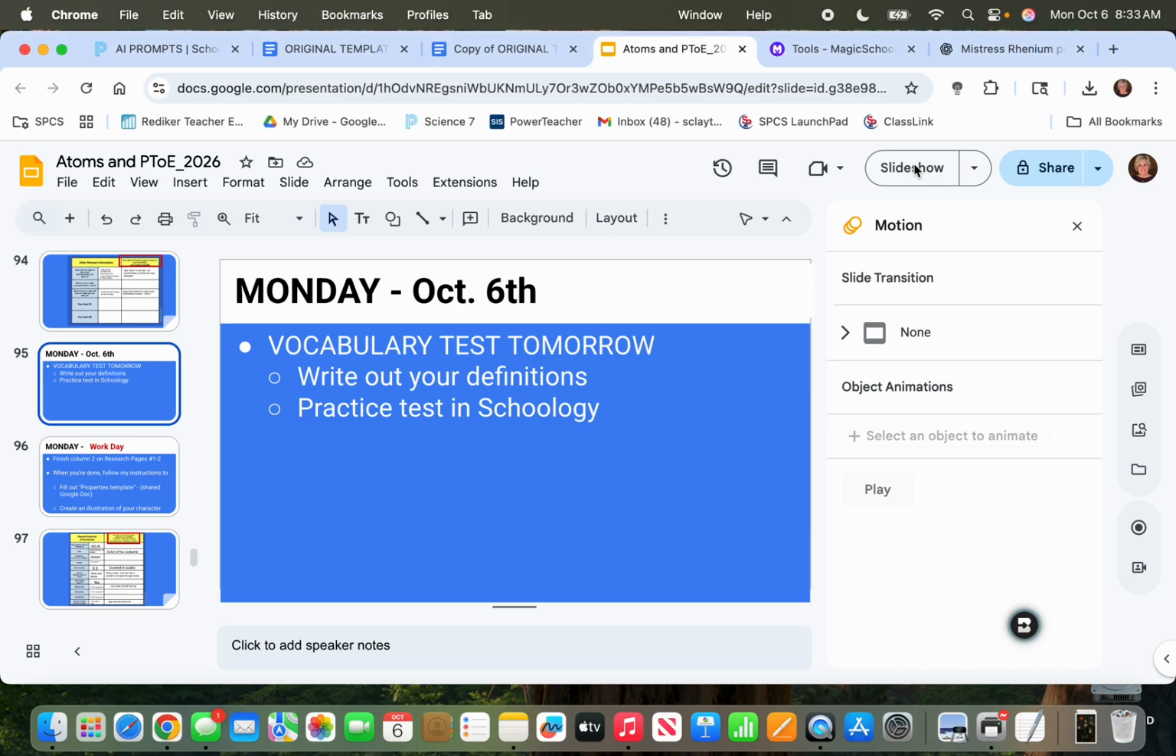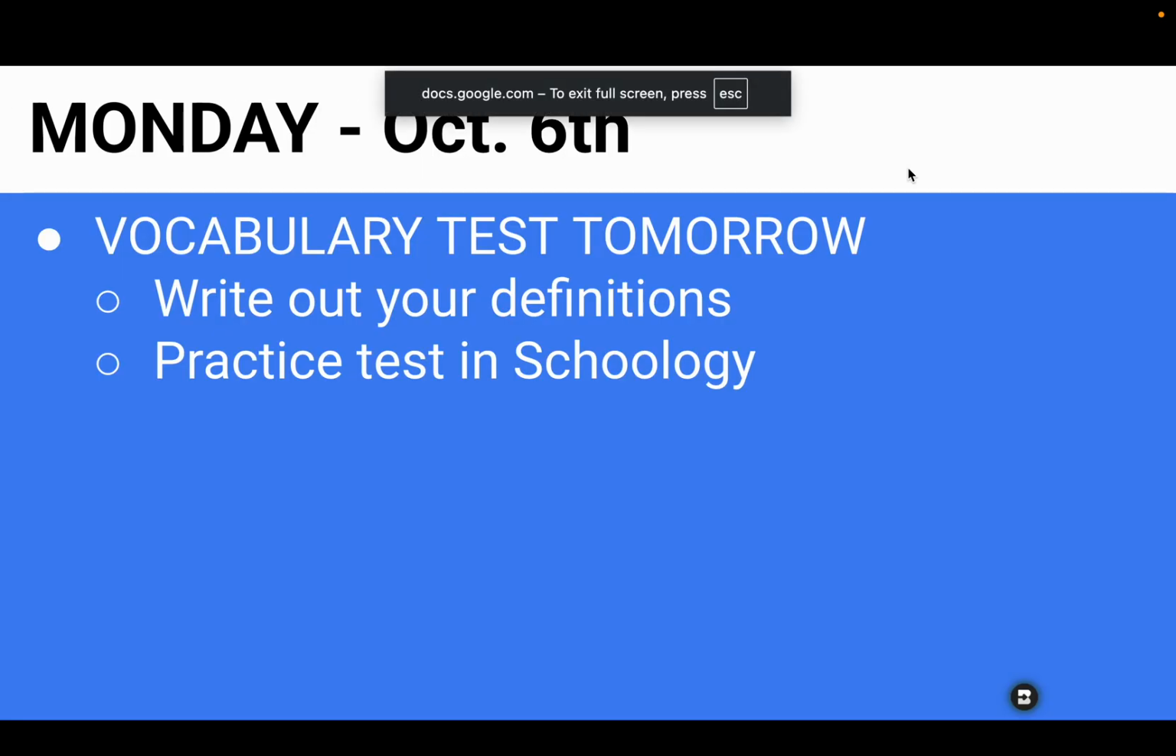This video, I'm going to try and make it super fast. I don't want to make it really, really long. It's a video tutorial for how to create an image once you have all of your properties for your element written down. You've got both pages of your research page, both columns done.